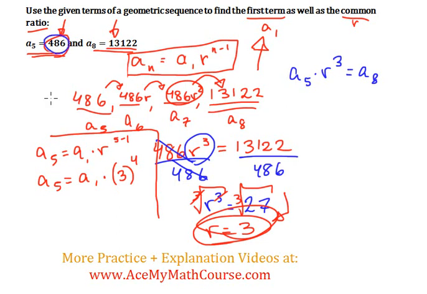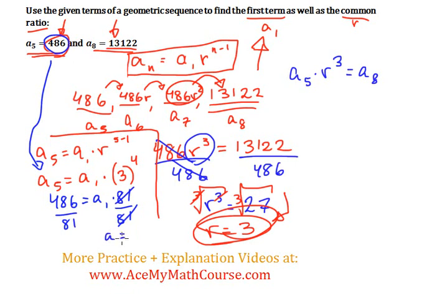So now we can just plug in 486 for a5. So 486 equals a1 times 81, because 3 to the power of 4 is 81. Then we can just divide both sides by 81. Whoops, I just wrote an 8 there, missed the 1. So 486 divided by 81 is just 6, and that is the first term. So the first term is 6. The common ratio, just 3.